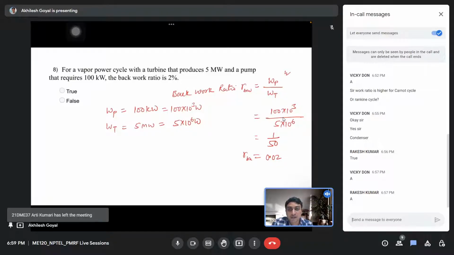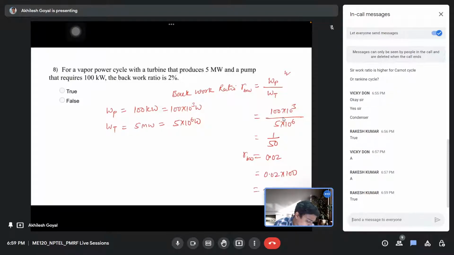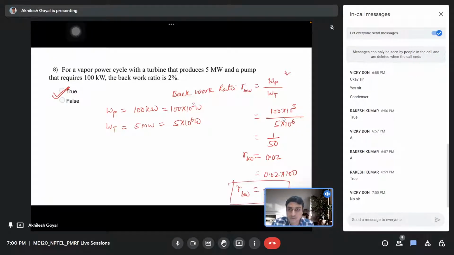So if we convert it into percentage, that will be 0.02 into 100, that is 2%. So for the given case, the back work ratio is 2%. So this statement is true. Any doubt in this question? Okay, let's move to the next question.